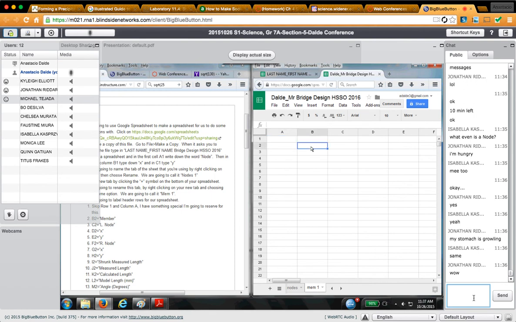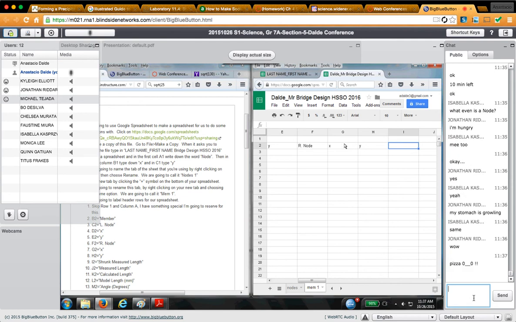I'm going to label B2, so this is cell B2. I'm going to call this member. I'm going to call this one L node. I'm just following the directions that they gave me here. Node. L node. I'm going to delete this. I'm going to call this one X, Y. I'm going to call this one R node. I'm going to call this X, Y.